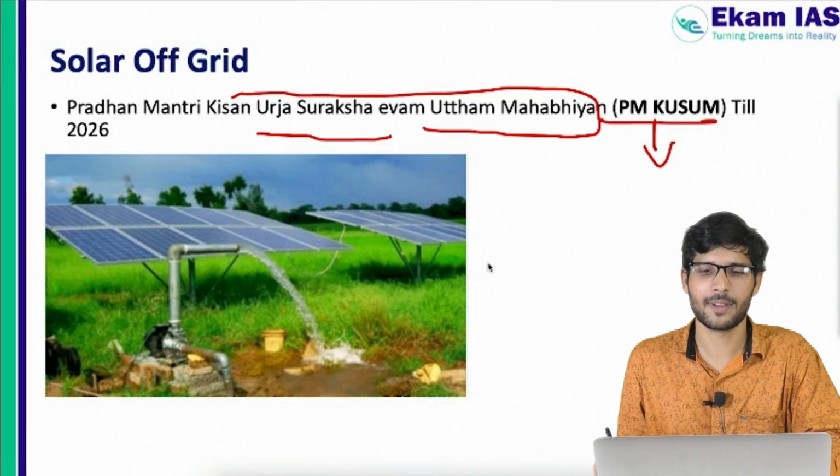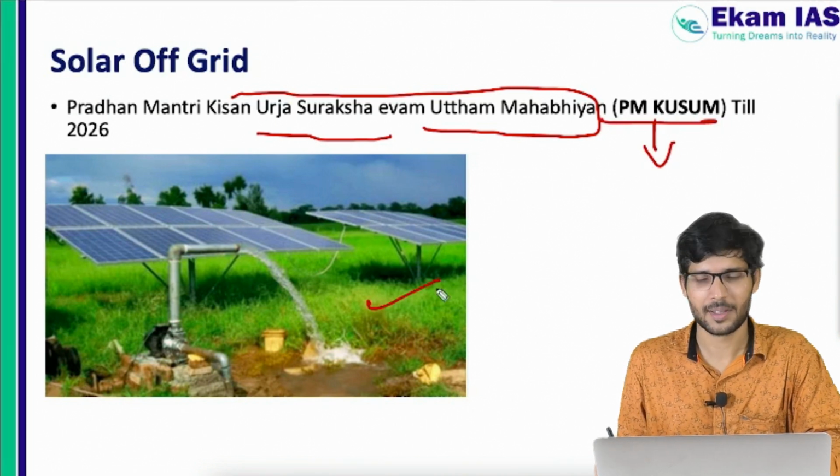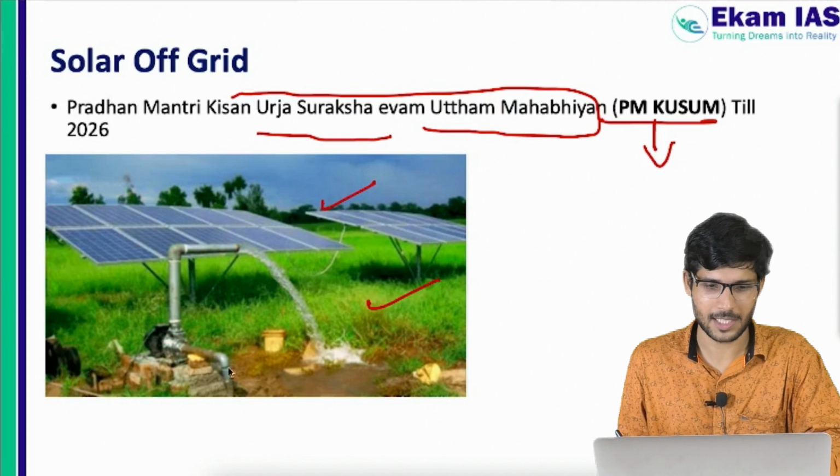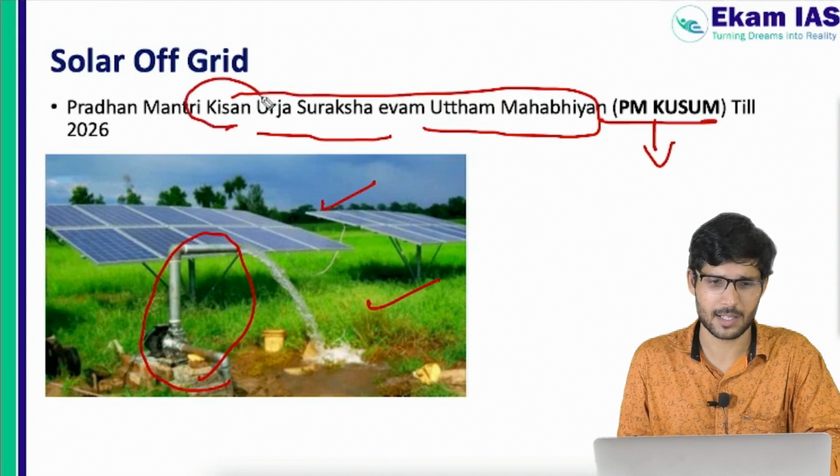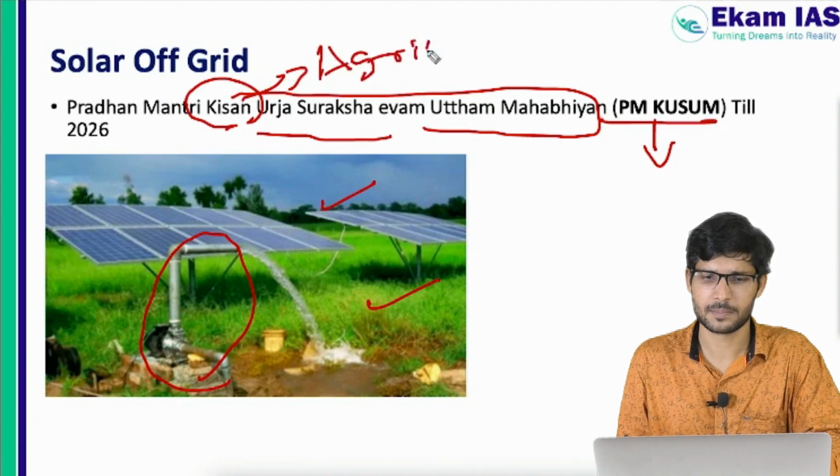You can see from the figure, it is something related to agriculture, and there is a solar panel. This is an agriculture pump. So from this picture itself, we can get some idea about this scheme. Kisan is given in this term, so it is something related to the agriculture sector. This scheme is for farmers.